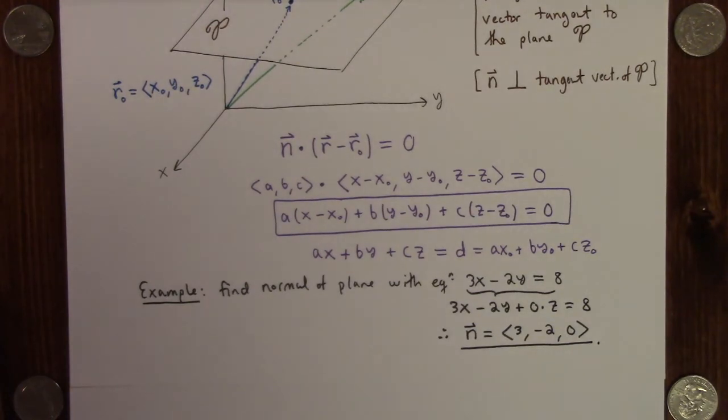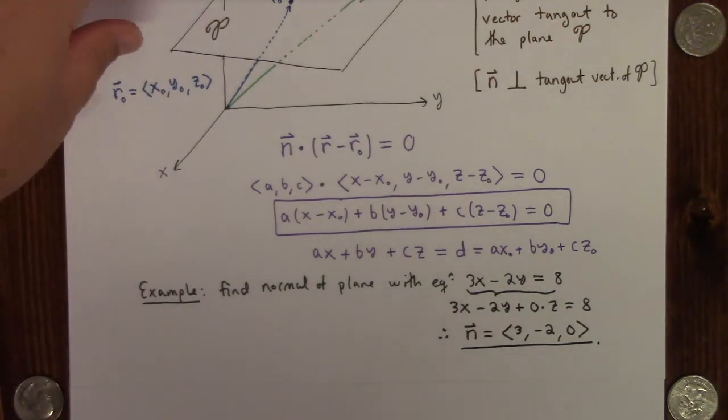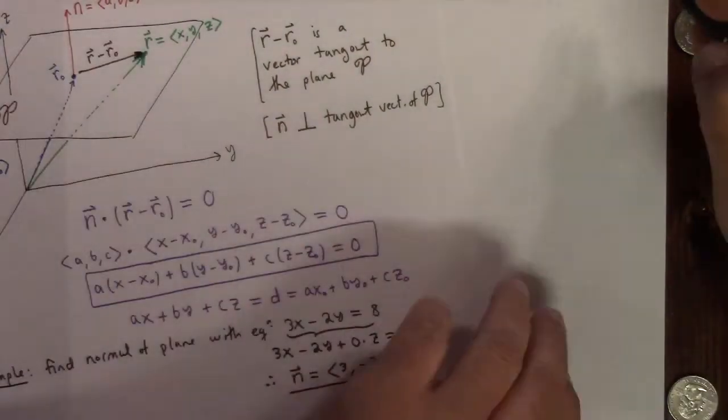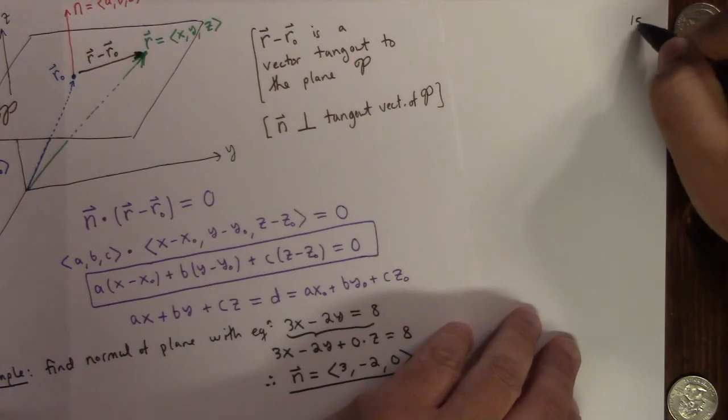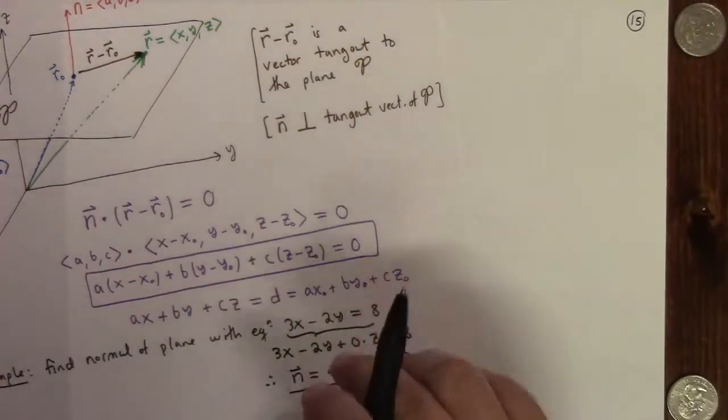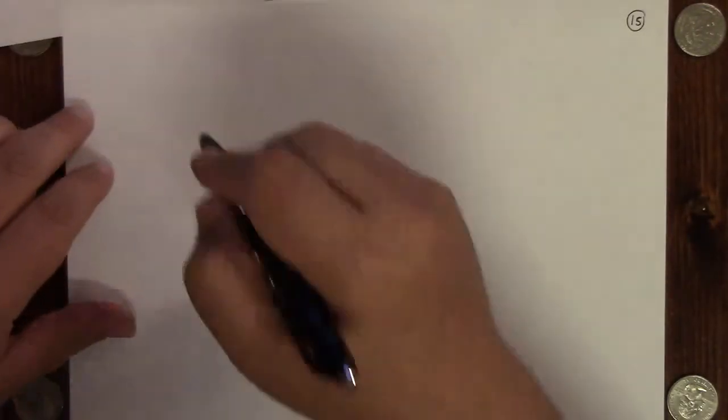Now you might ask other questions like, okay, that's great. There's a plane with normal 3, minus 2, 0. What are vectors which are tangent to that plane? How would we figure that out? If we have a plane and we know the normal, how do we figure out what the tangent vectors to the plane are? Any ideas?